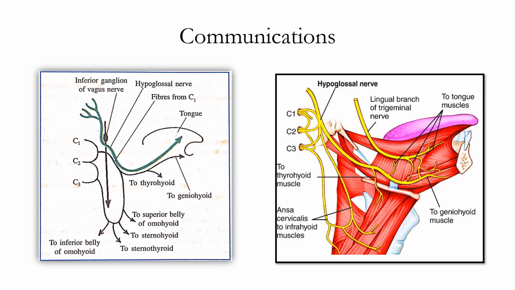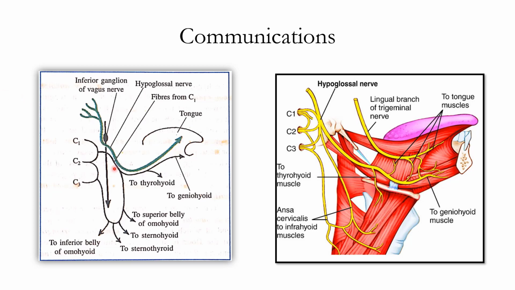Apart from supplying tongue, it appears to be supplying thyrohyoid by this branch and geniohyoid by this branch. Indeed, thyrohyoid and geniohyoid are infrahyoid and suprahyoid group of muscles which are supplied by cervical segment 1. You can see here, C1 fibers are along with hypoglossal nerve. They travel along with hypoglossal nerve. They supply thyrohyoid and geniohyoid. Indeed, these fibers are not from hypoglossal nucleus.